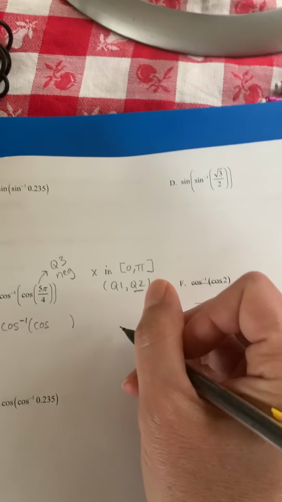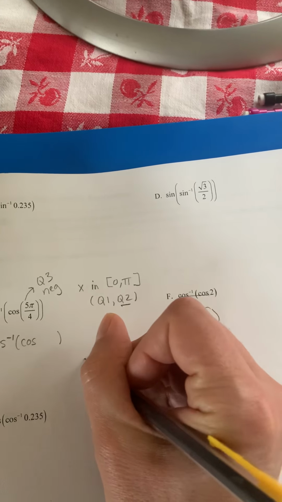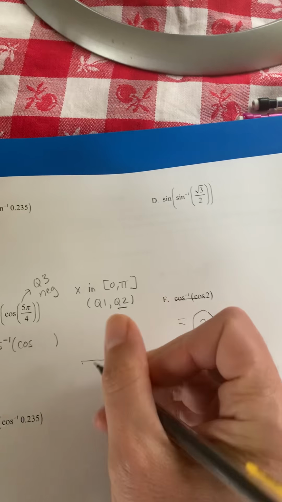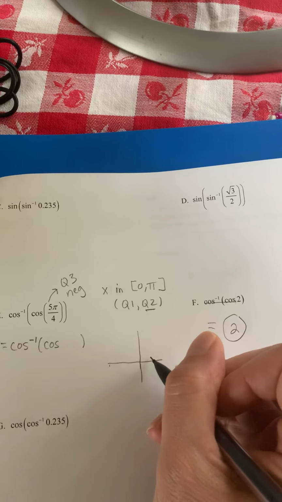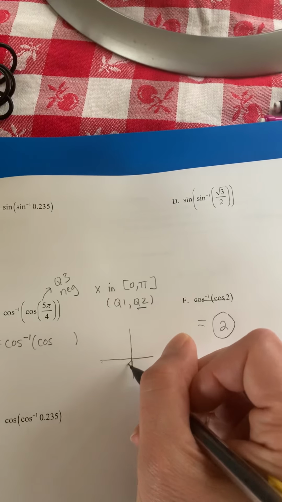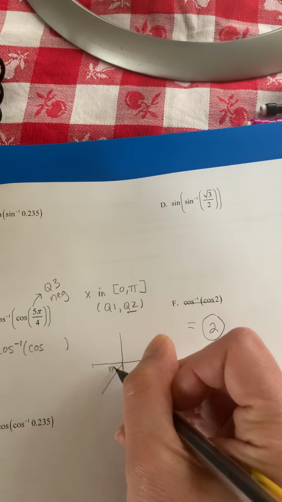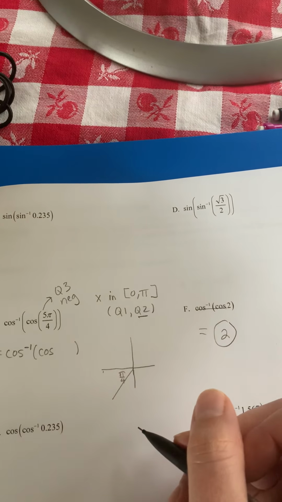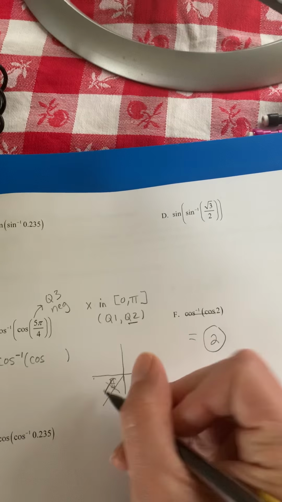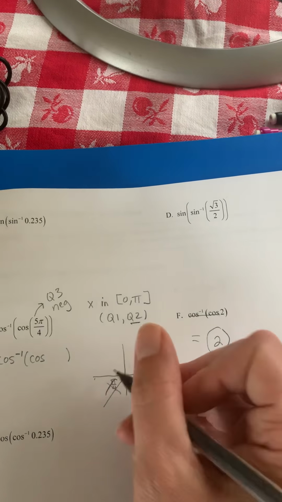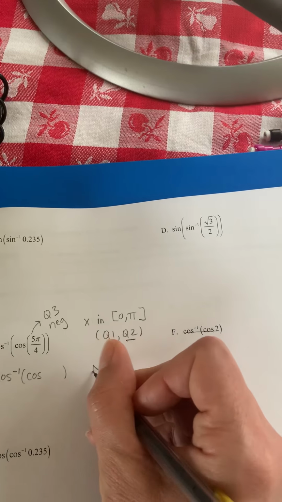Okay, pictures can sometimes help as well. Okay, so we're not allowed to be down here, but we know that this is where 5 pi over 4 would go. Okay, and the reference angle for that would be pi over 4. So we're not allowed to be here though. We want to be in quadrant 2.